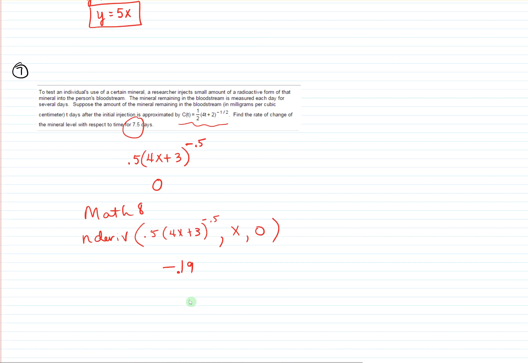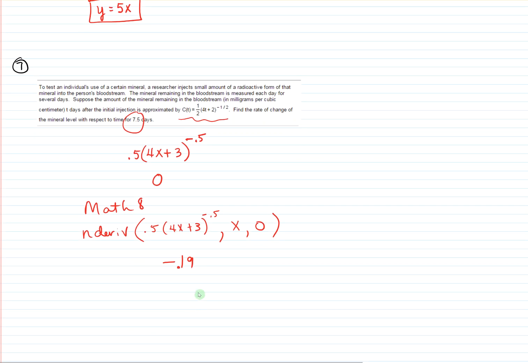The last one is a word problem, and I think it was not in the original problem set. But this is what you'll see in your homework. So, to test an individual's use of a certain mineral, a researcher injects a small amount of a radioactive form of that mineral in the bloodstream. The mineral remaining in the bloodstream is measured each day for several days.